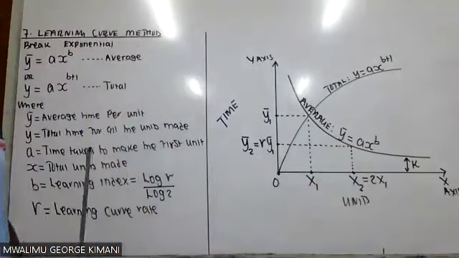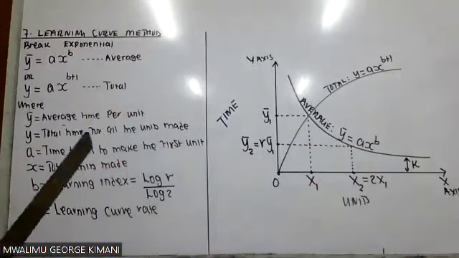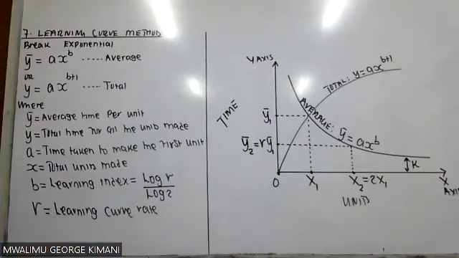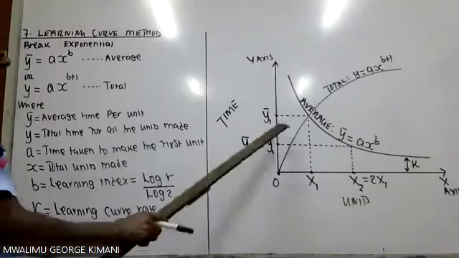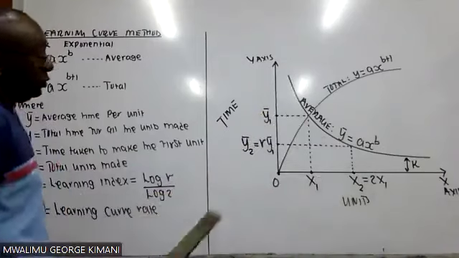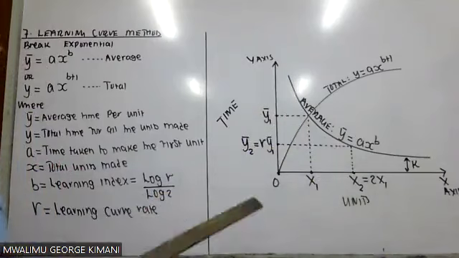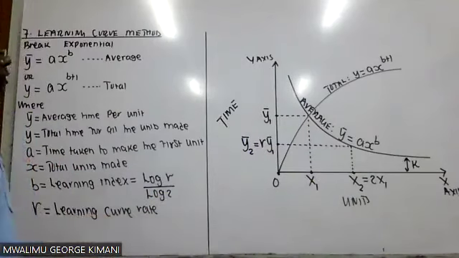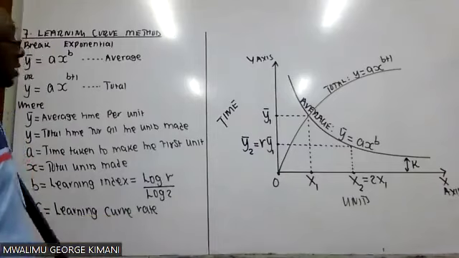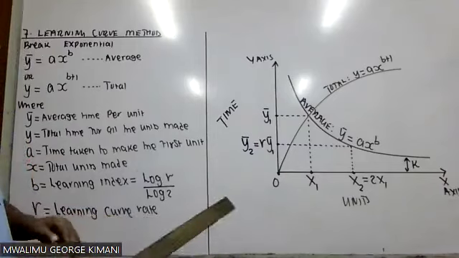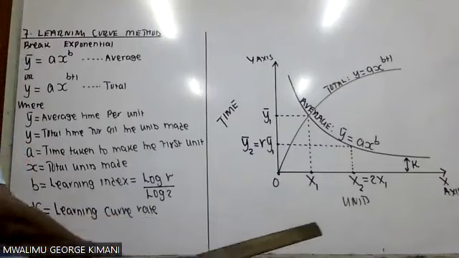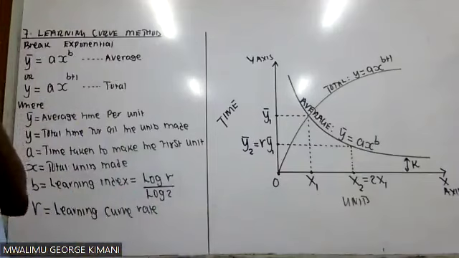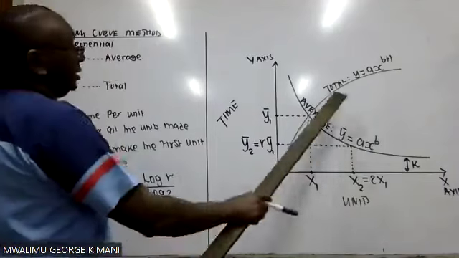So what we are saying up to that point is, as the worker does more units, the average time continues to reduce. You can see it is like it's headed to 0. And then it stabilizes at K. But the total time is increasing.